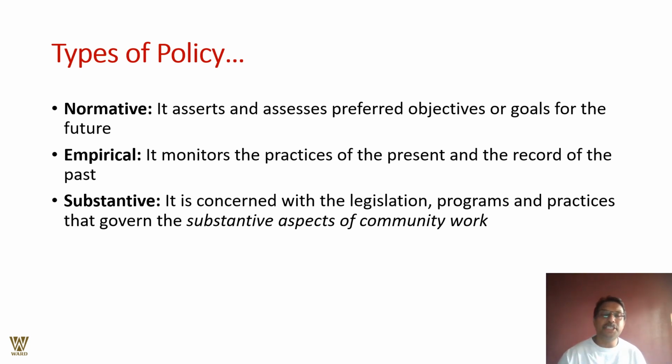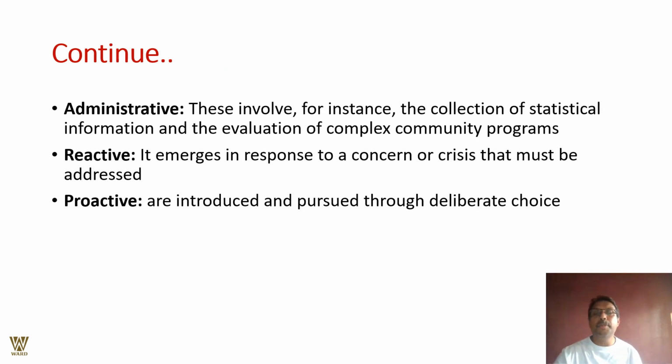Then there is the substantive policy. It is concerned with legislation. It is concerned with programs, the practices that govern the substantial aspect of community work. So normative is goal oriented: one, two, three, four, five. Empirical is what we are doing as of today and what we have done in the past. And substantive is how to go across with it, how to execute the policies, as in the programs, as in the practices that govern the community work.